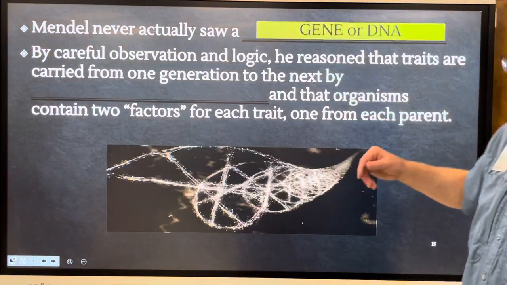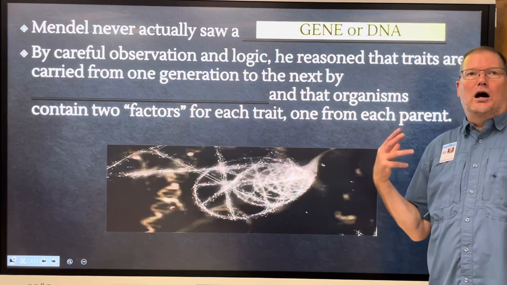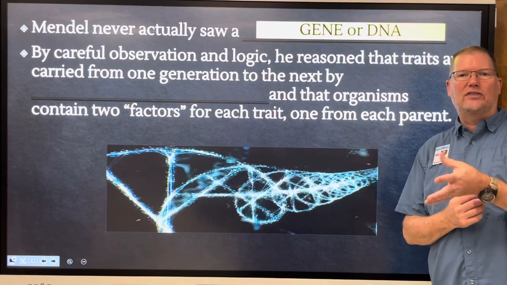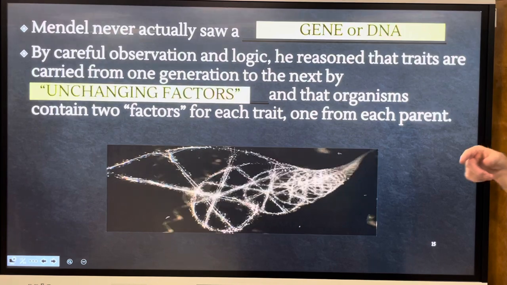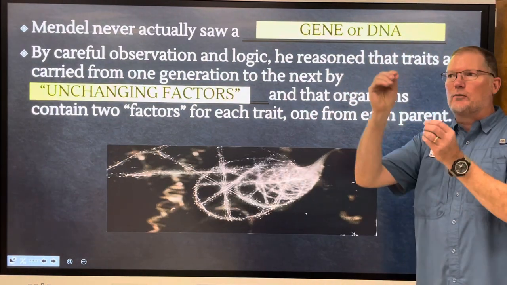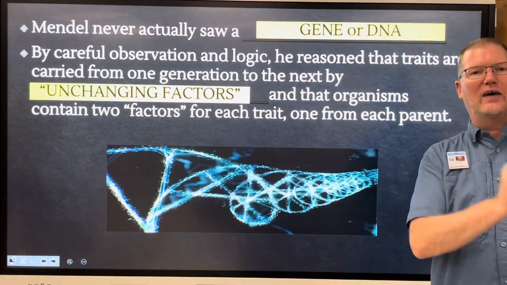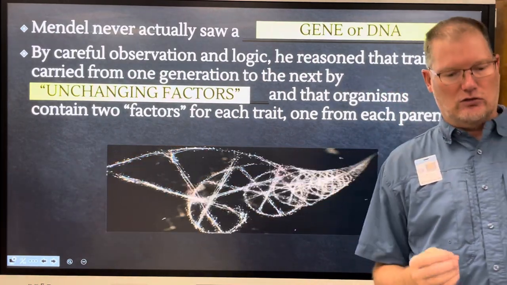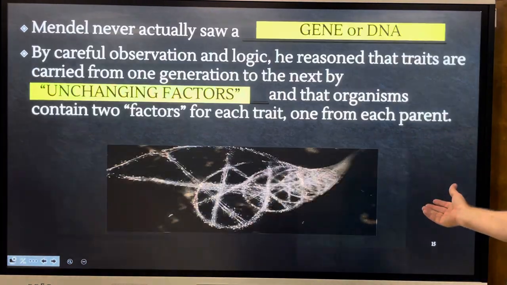He never actually saw a gene or DNA. These were not discovered yet. These were not factors or features that were discoverable at that time. We didn't have the technology to do so. But by careful observation and logic, he reasoned that something was transferred from the parents to the offspring. Something. And he called that thing the unchanging factors. Something was being passed on from generation to generation. Now, of course, we know that these factors are genes today, okay?